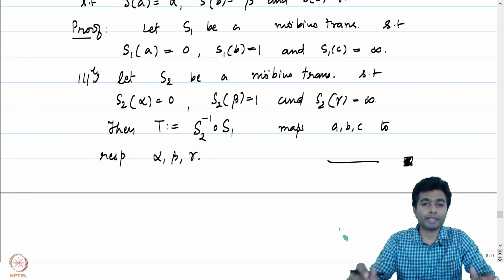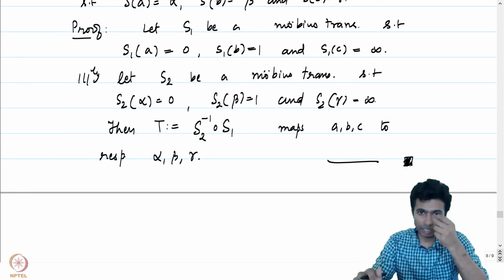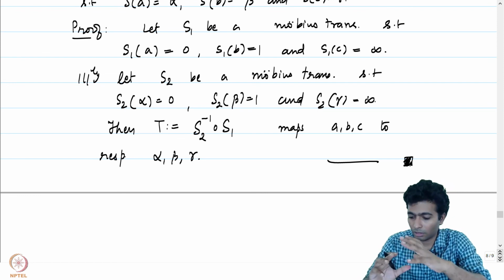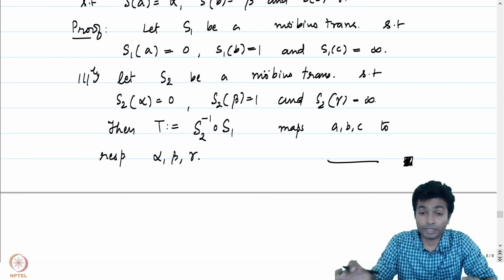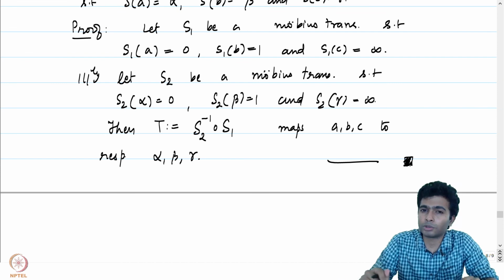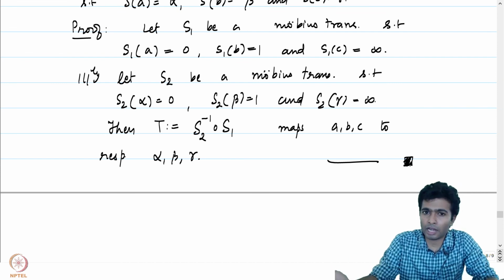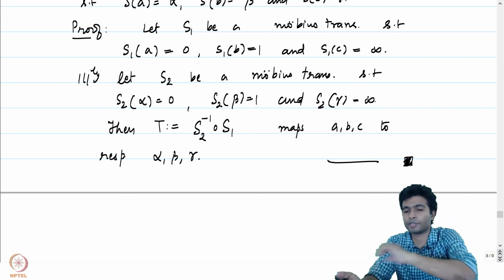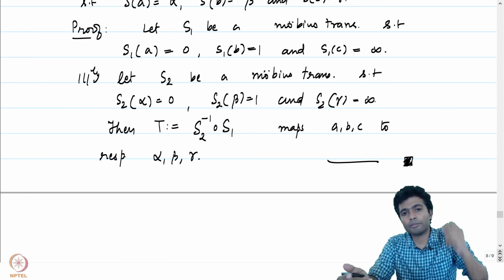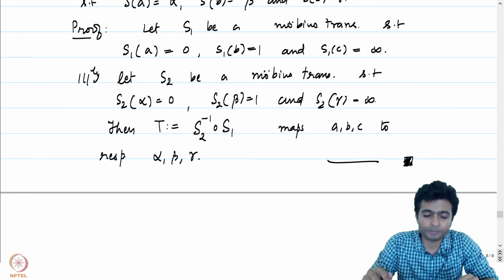So not only do we know that the action on A, B, C will determine the Mobius transformation, but we also know that given A, B, C and alpha, beta, gamma, we have a Mobius transformation which maps A to alpha, B to beta and C to gamma.